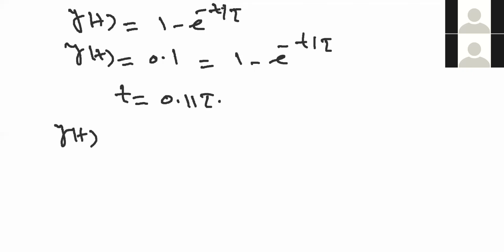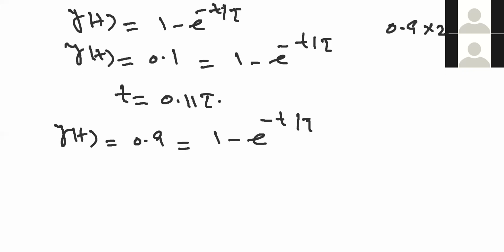Similarly, we say that 90% of the value, which is equal to 0.9, is 1 minus e raised to the power minus t over tau. Now 90% of the final value, since we are using the unit step function, that is why 0.9 multiplied by 1 we are considering. So if this is another amplitude of the step function, for example 2, then we have to take 90% of the 2, which means that we have to consider 0.9 multiplied by 2.